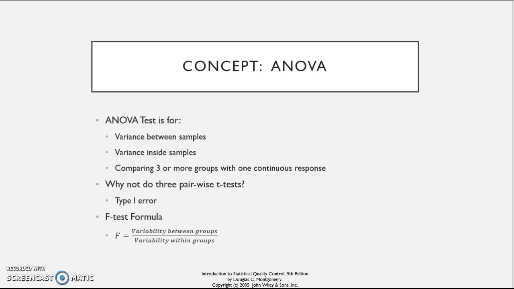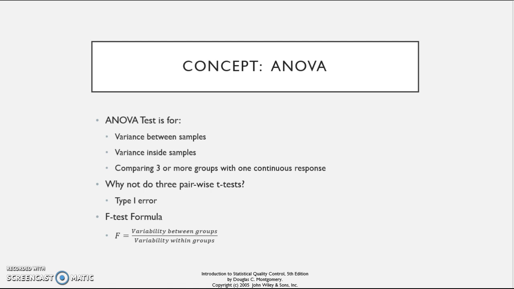The ANOVA test is for variance between samples, variance inside of samples, and comparing three or more groups with one continuous response. Now some people might ask, why not do three pairwise t-tests to compare different samples? And the reason for that is the more tests you do, the greater your type 1 error will be. So if we can compile each of those tests into one test and just do one test, our type 1 error will be a lot smaller. And ANOVA does just that.